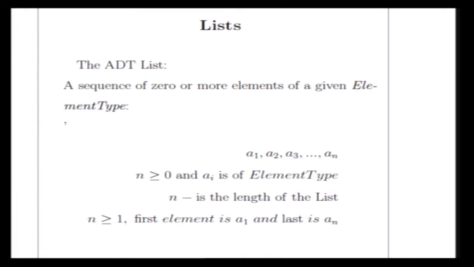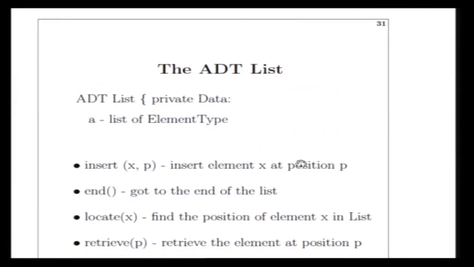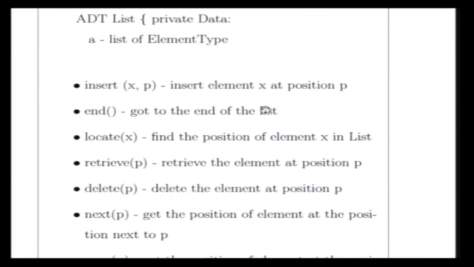Basically, it is a list of n elements, and the elements are of some element type, n is the length of the list, and the first element is a1 and the last element is an. And what is interesting about the list is that if you want to define it as an ADT, that is going closer to the programming language, you will say A is a list of element type. Notice that in the ADT here we have not talked about what the implementation is, and then what are the various operations that I want to perform.